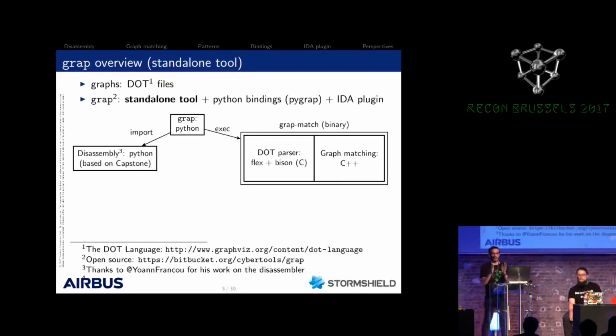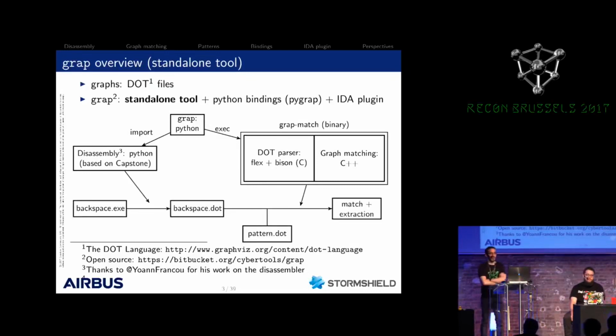GRAP has two main components. The first one is a disassembler that will take binaries and give you a dot file that is a graph representing the binary. It's coded in Python and based on Capstone. The other part of GRAP is a graph matching library that can parse dot files and then do the graph matching. This part is coded in C and C++.